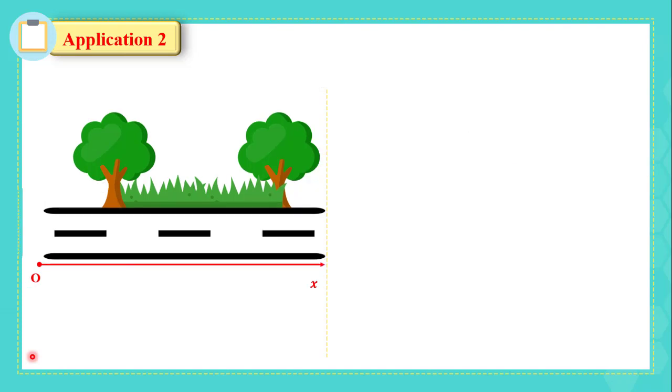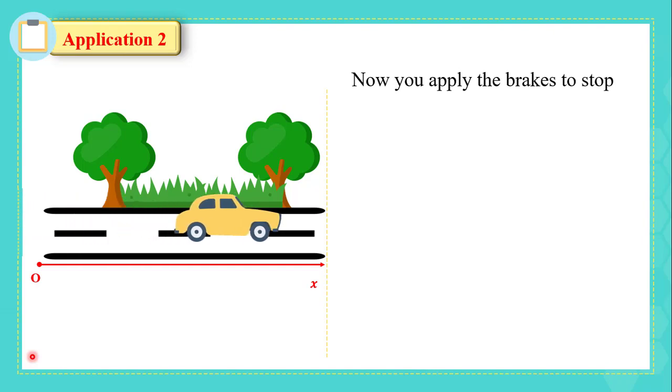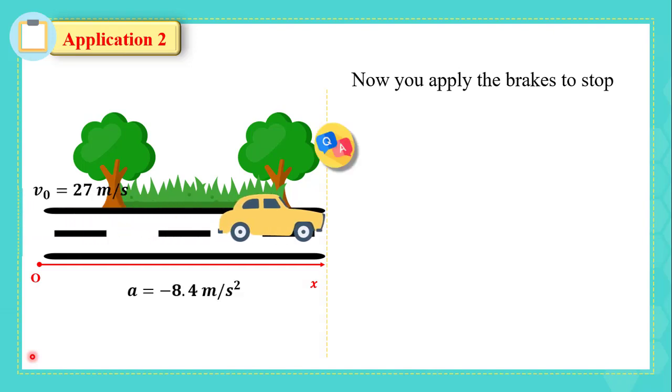Now, let's consider that the car is already in motion with a velocity of 27 meters per second. Let's say you need to stop suddenly, so you'll apply the brakes, initiating a rapid deceleration of a equal minus 8.4 meters per second squared. How long does it take you to stop?